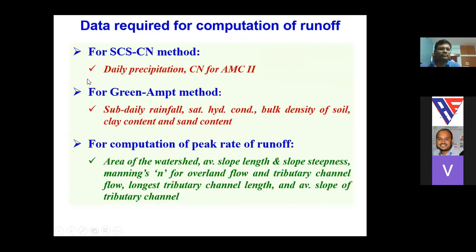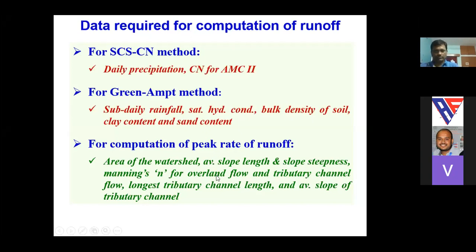For the soil conservation service curve number method, we need the daily precipitation, and the curve number will be estimated for the AMC II conditions. I think this will be clear to all the participants if you have some background in hydrology. For the Green and Ampt equation, we need sub-daily scale rainfall data, but in Indian conditions it is very difficult to get sub-daily scale rainfall data. If you have it, then you can use it for a particular watershed. Then we need saturated hydraulic conductivity, bulk density of the soil, clay content and sand content.